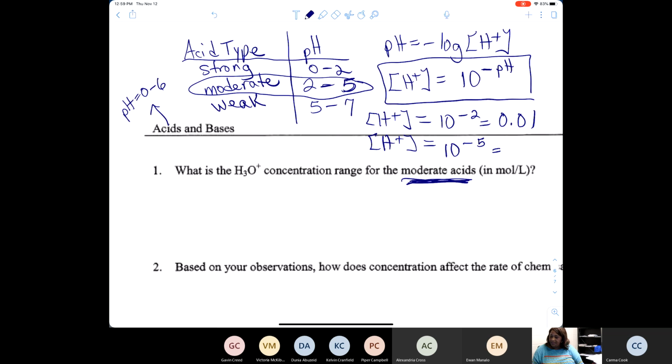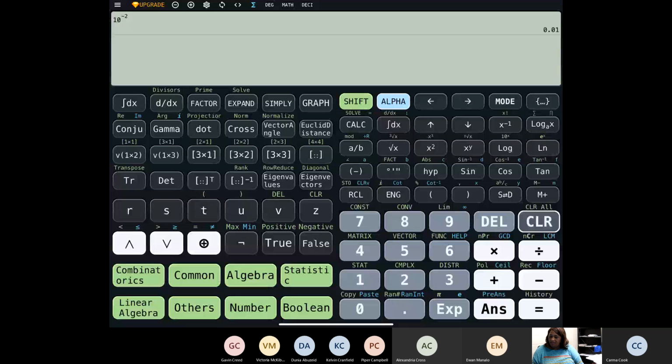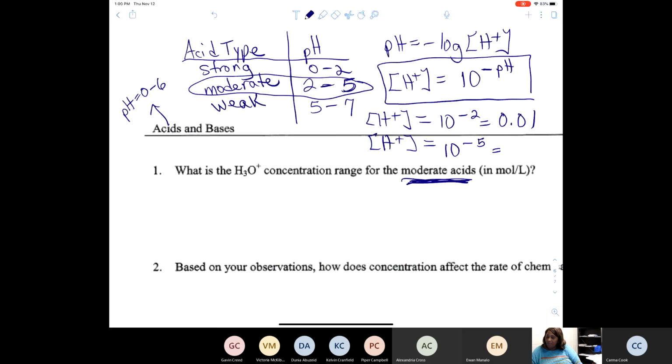I hit the shift key, then log, and then I put in negative, and then pH 5, I put in 5. And that's going to be 1 times 10 to the negative 5th power, or 0.00001. I'd rather write it in scientific notation. And the concentration units, of course, are molarity.